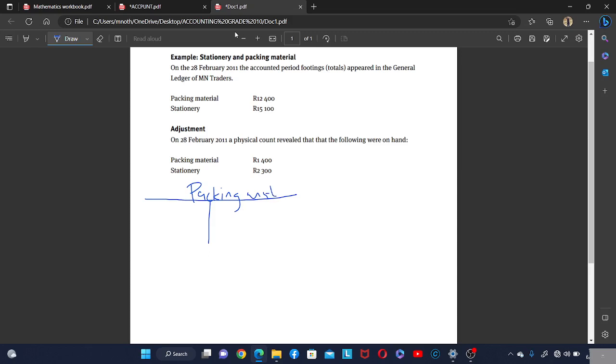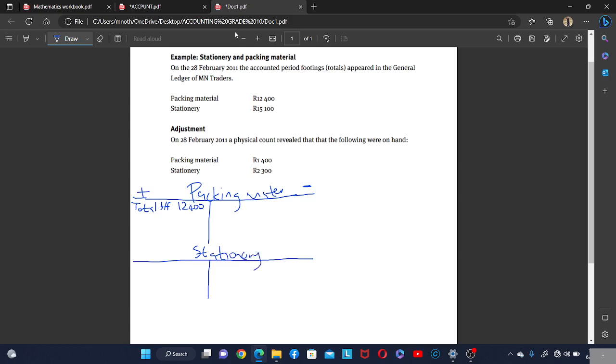This is the packing material, right? We know that packing material is an expense, so it increases on the debit side. The packing material is how much? 12,400. This is the total of the packing materials, the balance brought forward. So the balance of the packing material is 12,400, right? Remember, the reason you are putting this 12,400 on the debit side is because packing material is an expense, so the expense must have the balance on the debit side. And then we have stationery.